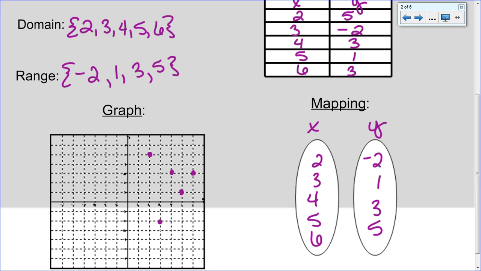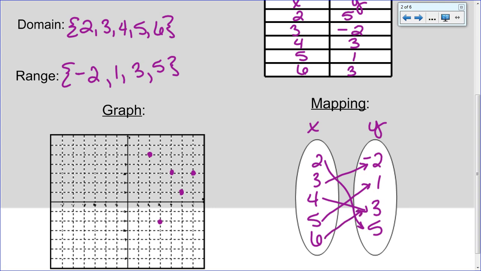So now here's how the map works. I'm going to draw arrows from these x values to show which of these y values they match up with. So the 2 goes with the 5, so the 2 maps to the 5. My 3 goes with the -2. My 4 goes with the 3. My 5 goes with the 1. And my 6 goes with the 3.